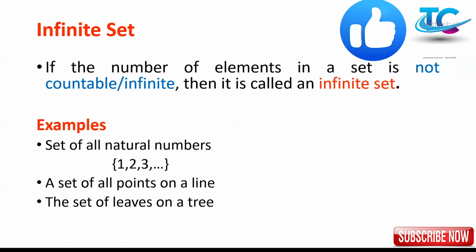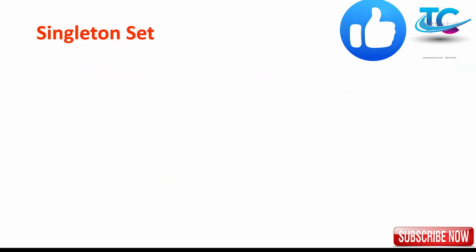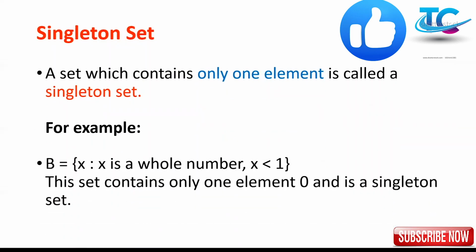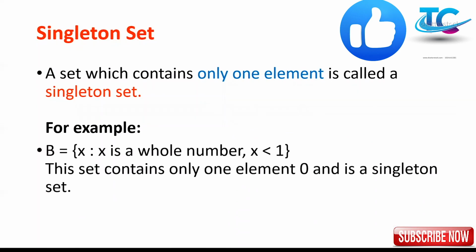Next is singleton set. Singleton set, as the name indicates, contains only a single element. So a set which contains only one element is called a singleton set. For example, if x is a whole number and x is less than 1, there is only one element, that is 0, which is a whole number and is also less than 1. So B is a set that contains only one element, that is 0. So it is an example of singleton set.